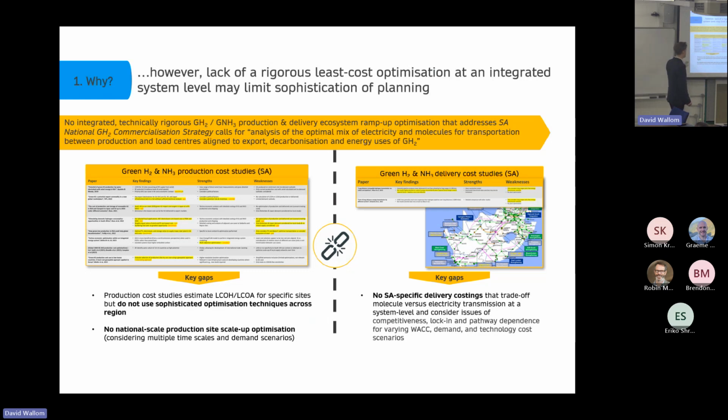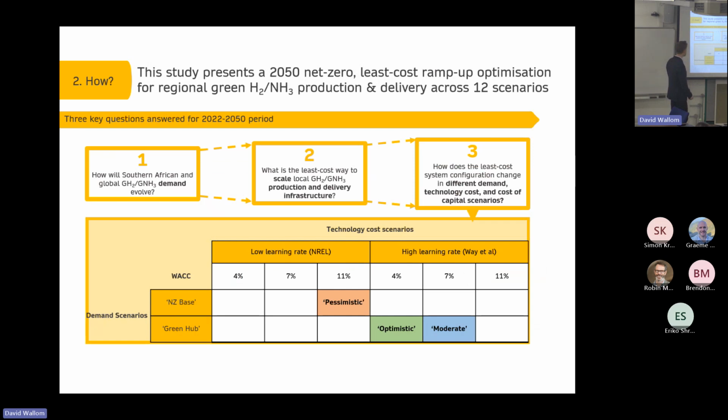The same thing in the literature: you find niche studies costing specific use cases and looking specifically at production or at delivery, but very few integrating this into a full ecosystem-wide optimization. So in my study, I try to fill this gap by answering 3 questions. The first is, how will Southern African and global green hydrogen and green ammonia demand evolve? Second, what is the least cost way to scale the green hydrogen and green ammonia production and delivery infrastructure in the region to 2050? And third, how does that least cost configuration change with different learning rate, cost of capital, and demand scenarios?